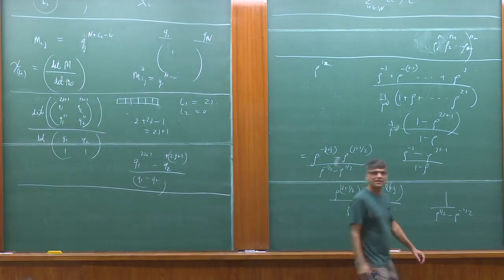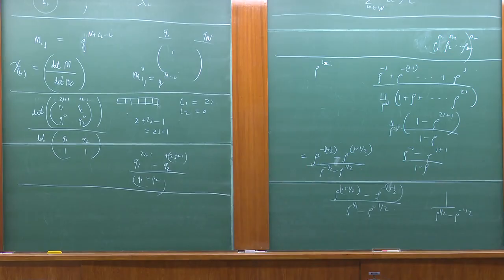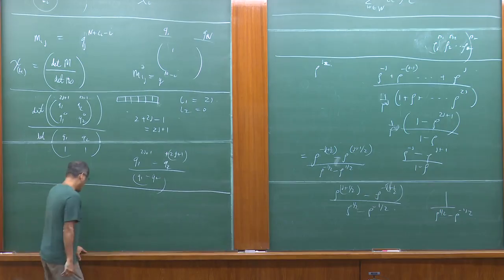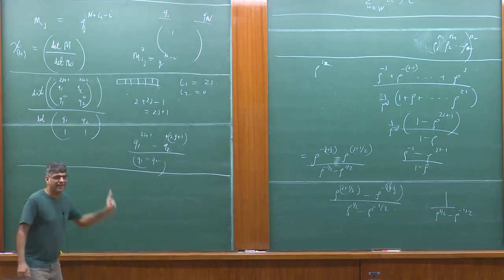Excellent. Now, are we going to start? Okay, maybe I'll say one last thing about characters. These polynomials are called Schur polynomials. Let me tell you about Schur polynomials. These are called character polynomials.